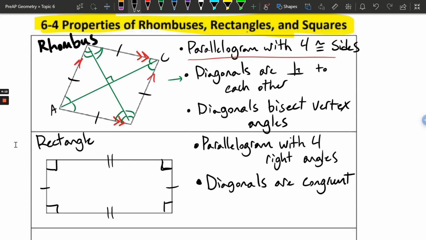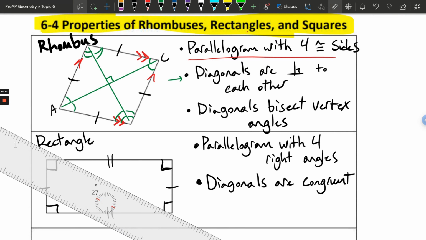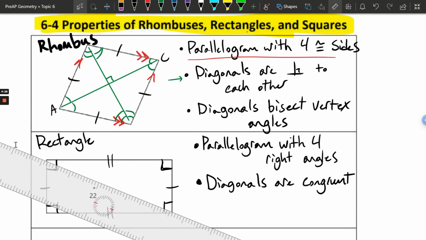So that's really the definition of a rectangle. It's a parallelogram with four right angles. That's really all there is to a rectangle. Something special about their diagonals as well, that's pretty much different from a rhombus. So this is unique to rectangles, not rhombuses.